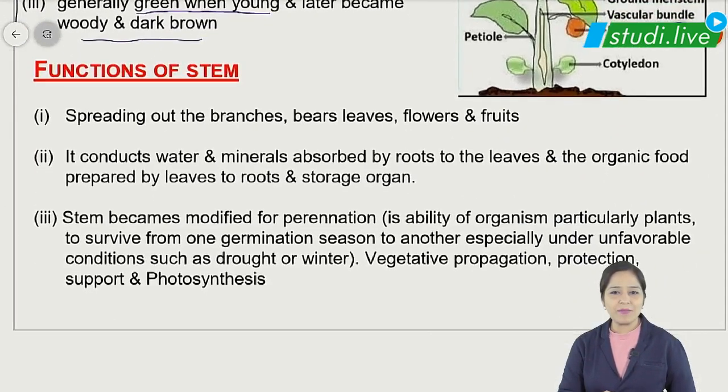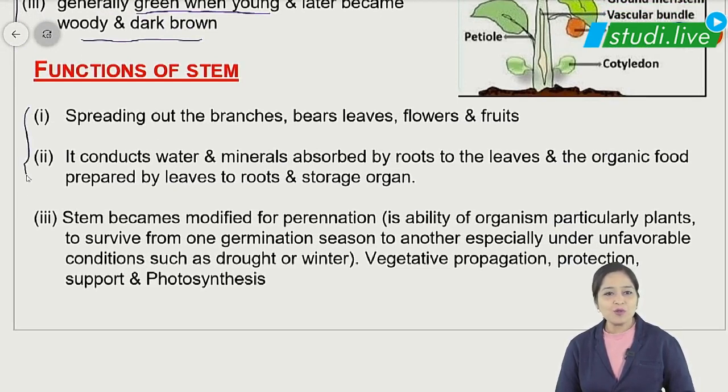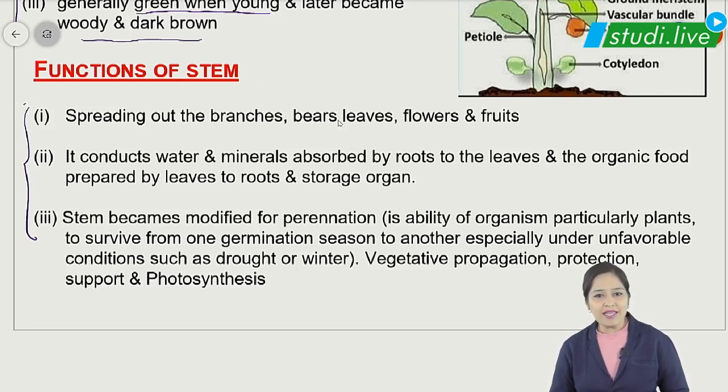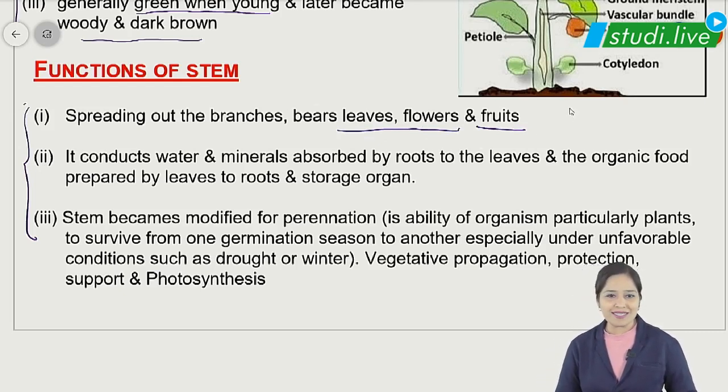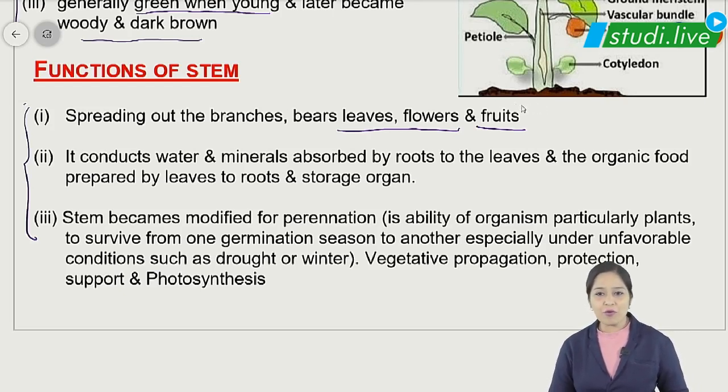Functions of the stem, very important. What is the function of the stem? So stem is a main organ which spreads out and makes leaves, flowers and fruits. Just imagine if there is some problem to the stem. So there is no stem, so there will be no branches, there would be no leaves, flowers, fruits, seeds, nothing. So a stem grows so many structures.